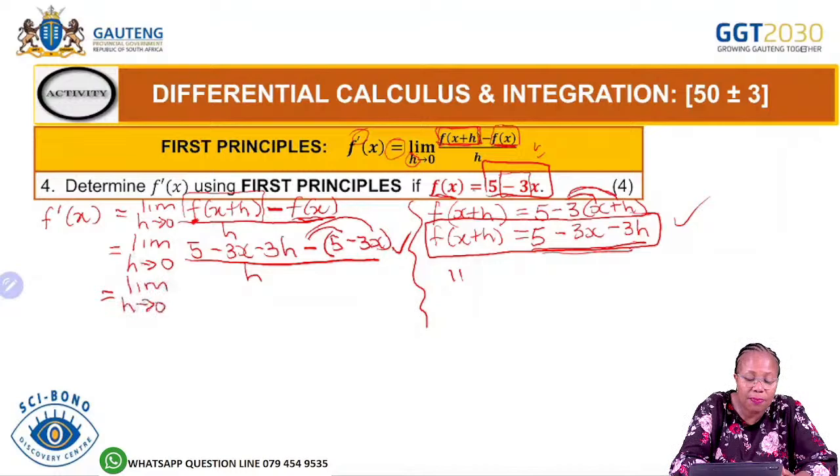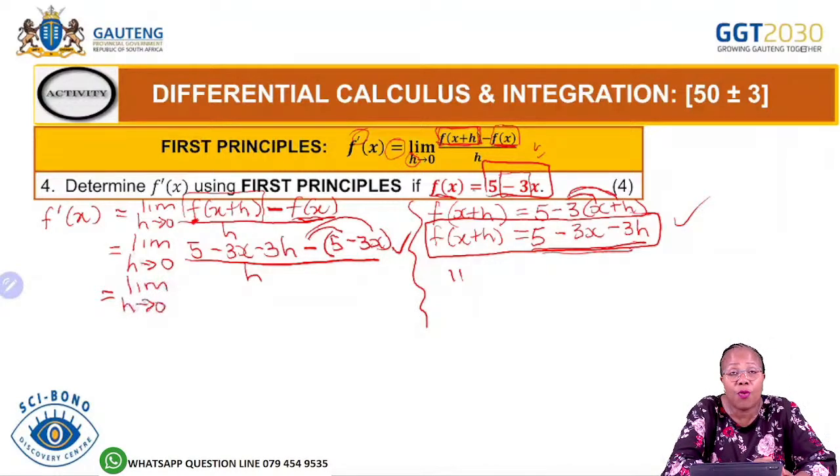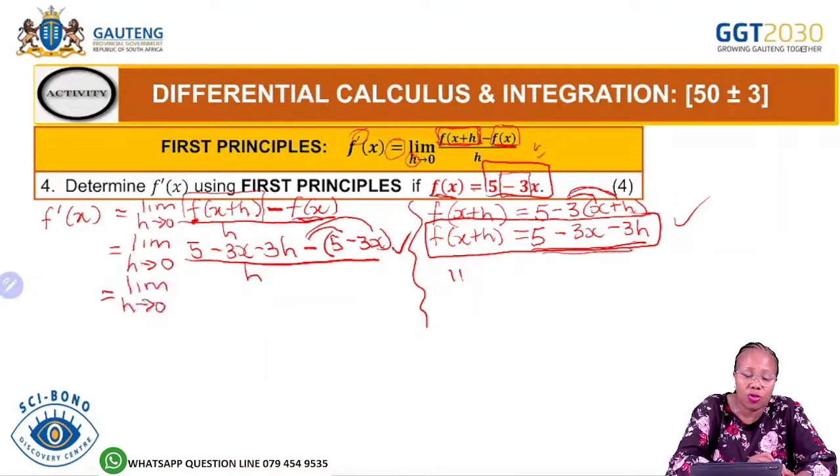It must always appear, grade 12. If you miss it somewhere, you will have a notation error. 1 mark will be lost because of notation error. That limit of h approaching 0 must always be there.